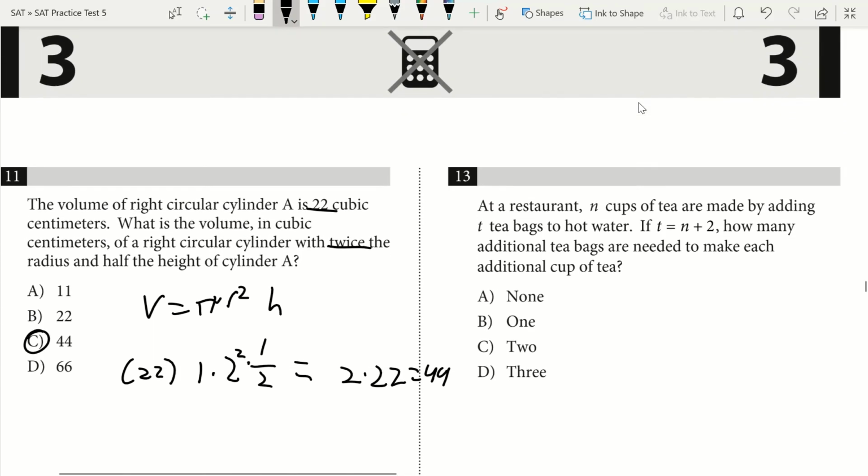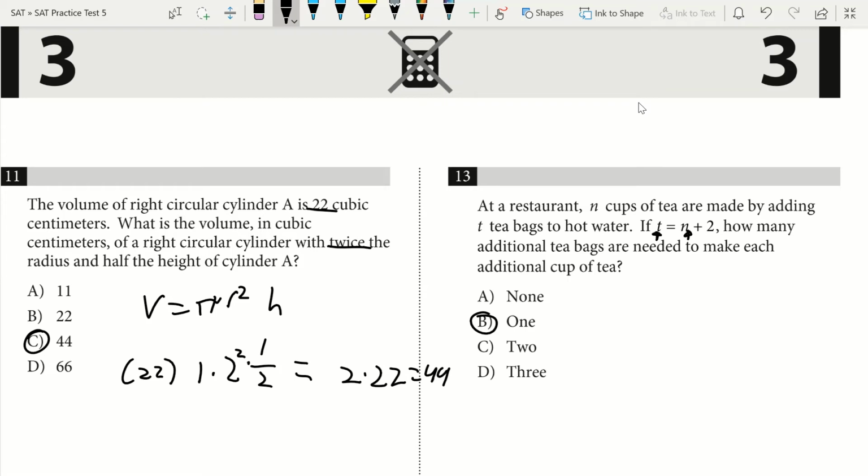Alright, question 13. At a restaurant, n cups of tea are made by adding t tea bags to hot water. If t equals n plus 2, how many additional tea bags are needed to make each additional cup of tea? The answer is going to be 1, because if we want an extra tea, we have to add 1 n, right?